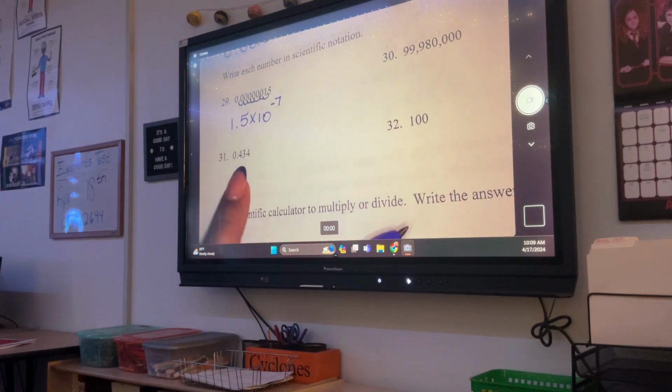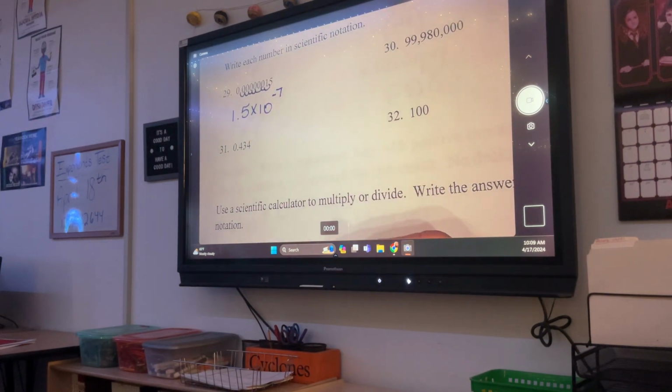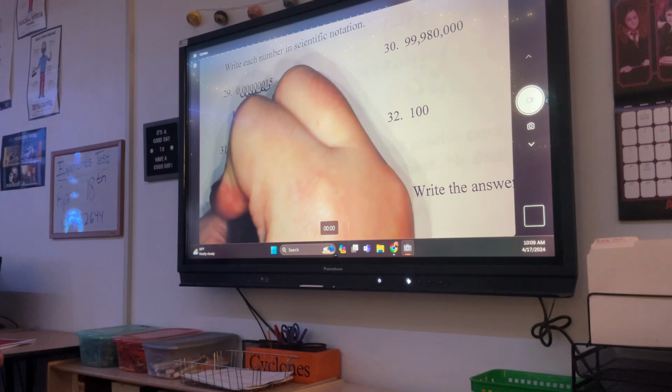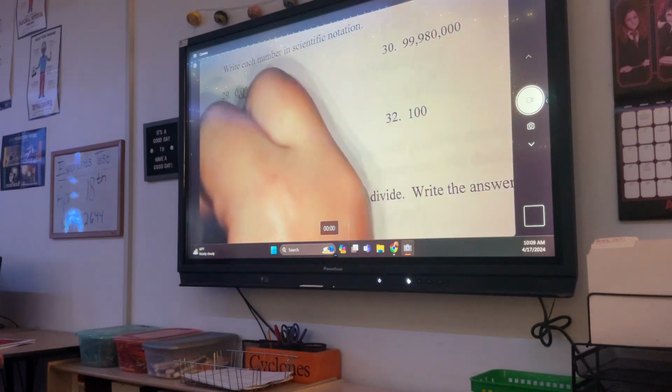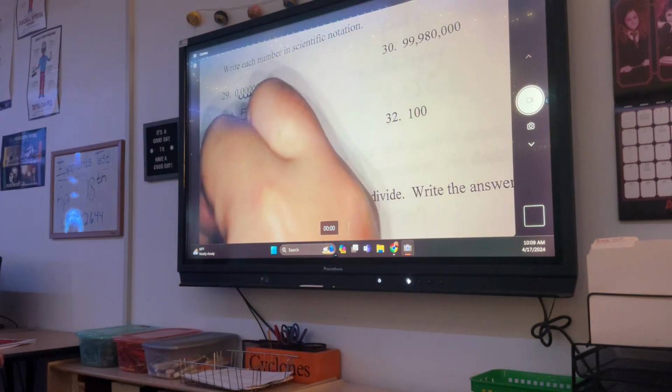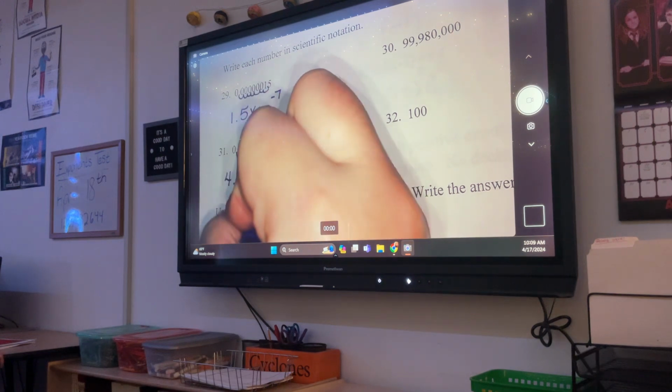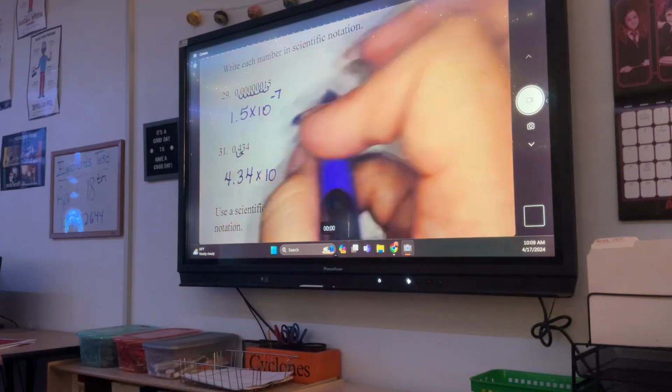We'll just do the one under it. So I've got to move it how many times? Just once, because I got to get it one number in front of the decimal. So it would become 4.34 times 10 to the negative 1. Good.